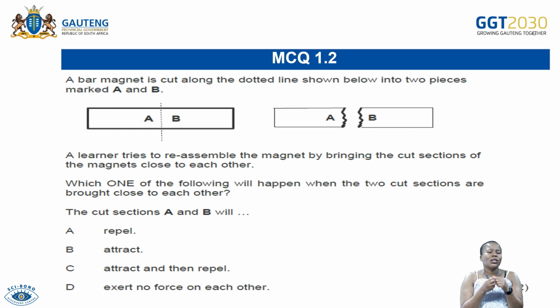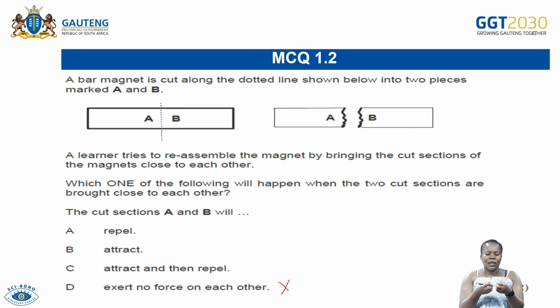Okay, so the cut sections A and B, will they repel? Or will they attract? Or option C, attract and then repel, and option D, exert no force on each other. Okay, so definitely D is out, because there cannot be no force exerted towards each other.